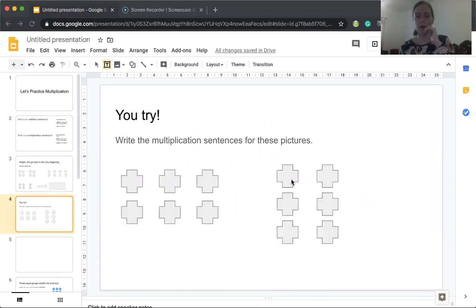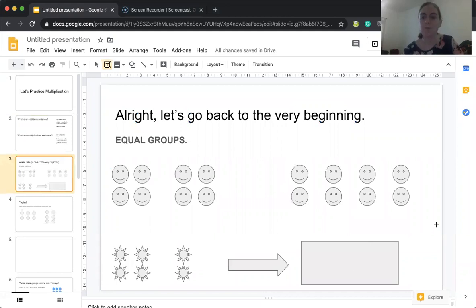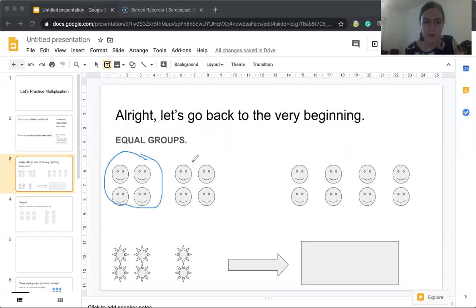On this page, we're going to go back to the very beginning and talk about equal groups. I need equal groups to multiply. If we take a look right here, I have a group of 4 and a group of 4. Those two groups are equal because each one has the same number of smiley faces in it. Each one has 4 smiley faces.